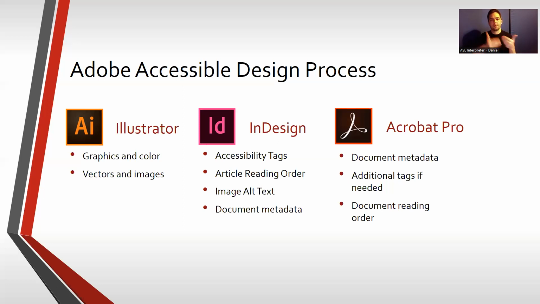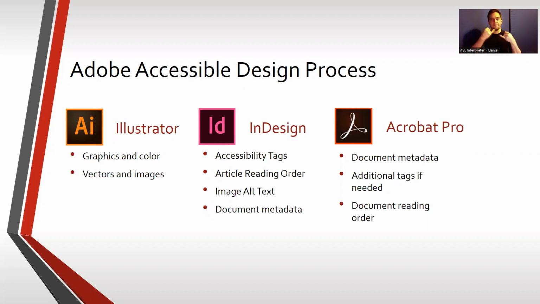Now, either you're going from Illustrator to InDesign, or you've started with InDesign. InDesign is a great point where we can start adding those tags, where we can identify elements as either text or images or background artifacts or headings or what have you. We can also determine the reading order that's going to be used by a screen reader or other assistive technology using the article panel. We can also add alt text to our images here. And finally, we can deal with the document metadata like that title and description we mentioned on the first part of the demonstration here.